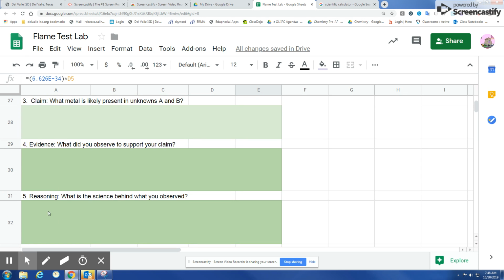And then finally, we're going to talk about the science, talk about how when you heat up some atoms, the electrons go to an excited state.